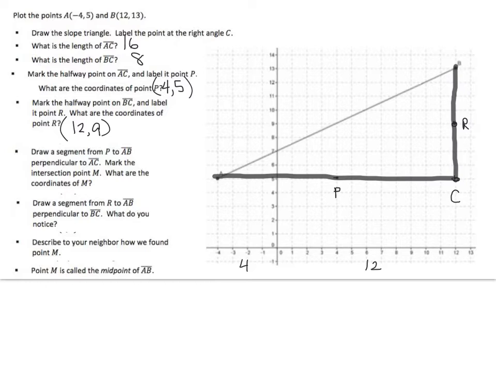Draw a segment from P to AB. Oops, I was trying to make it thicker. Let's just do this. And let's see, draw a segment P to AB, perpendicular to AC. Mark the intersection point M. What are the coordinates of M? I am over 4 up 9. Draw a segment from R to AB. What do you notice? Well, I notice that it meets at M.